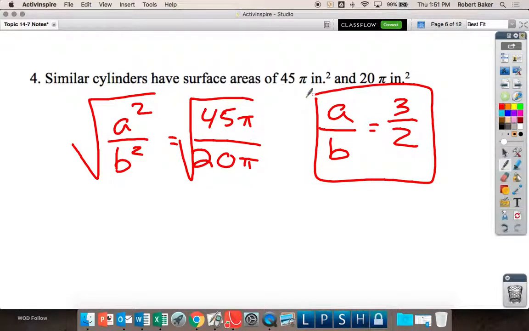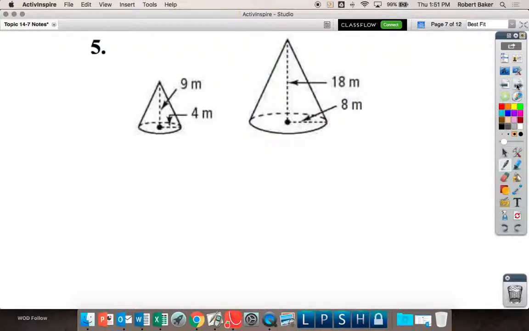And then you're done. Your scale factor is 3 over 2. That's not bad. And then here's the last layer. So now that we're comfortable finding the scale factor, we're going to find the scale factor, then work forward and solve for a missing dimension. Oh, still finding scale factors. Sorry, I got ahead of myself.